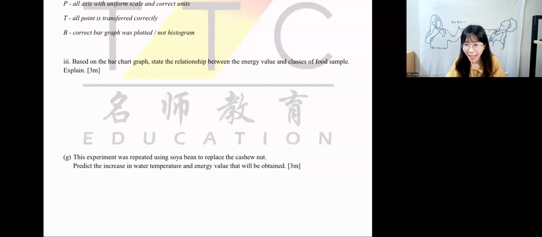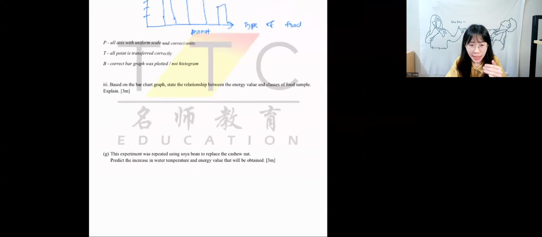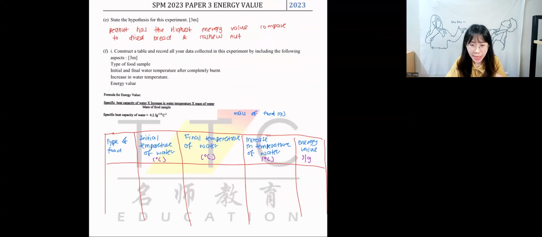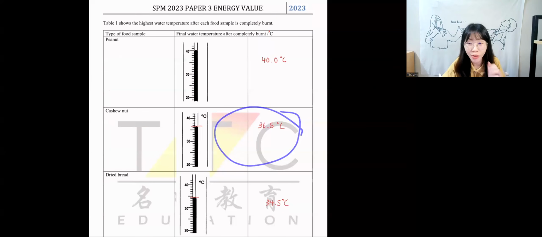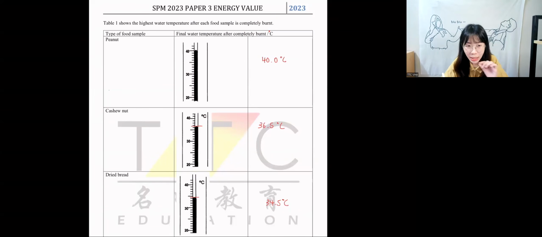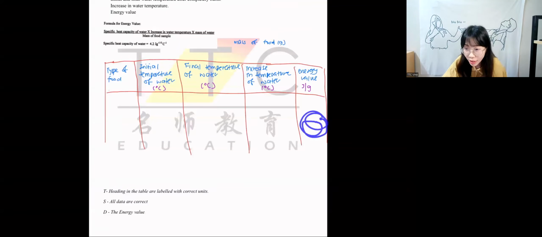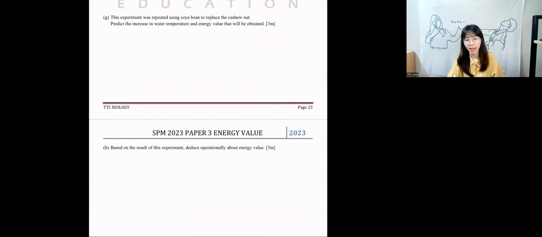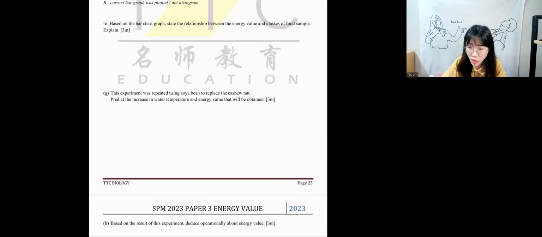How do we have to write the answer? We have to say the increase in temperature is higher than 36.5. The energy value is higher than, I don't know what the energy value is. Then you explain your answer. Same thing. And then you write your operational definition. Same thing. How to write the operational definition? You write the theory: RV is affected by MV. Okay, so this is how we explain energy value.